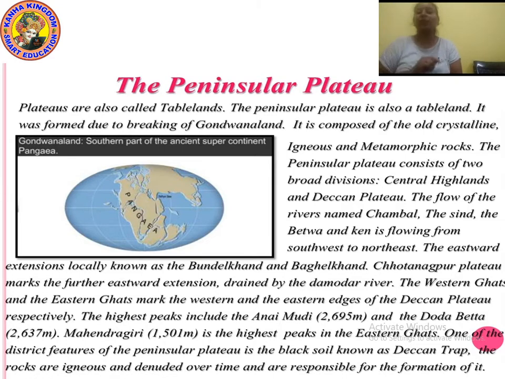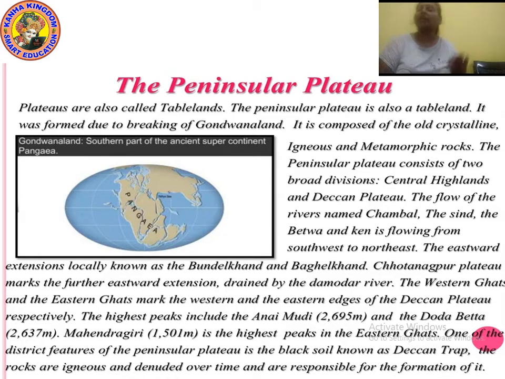The highest peaks include Anaimudi, which is 2,695 meters, and Doda Betta, which is 2,637 meters. Mahendragiri is located at 1,501 meters, the highest peak in the Eastern Ghats. So if the question comes, name the highest peaks of the Eastern Ghats, what answer are you going to write?